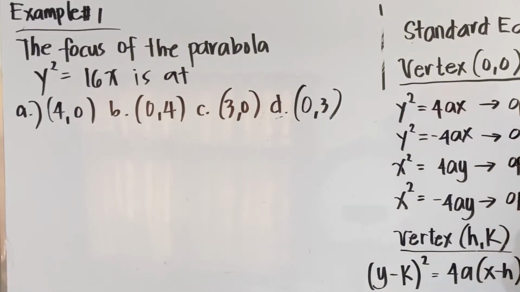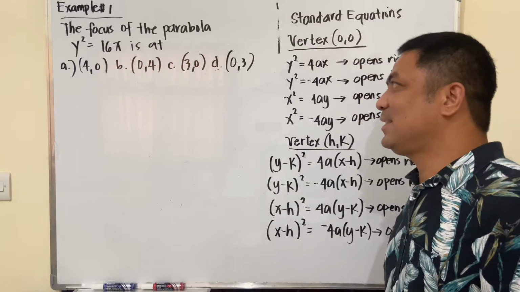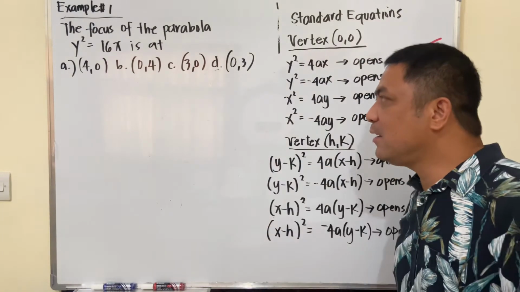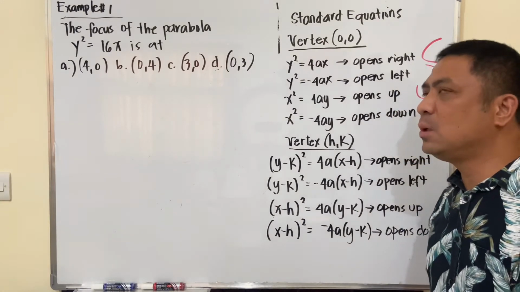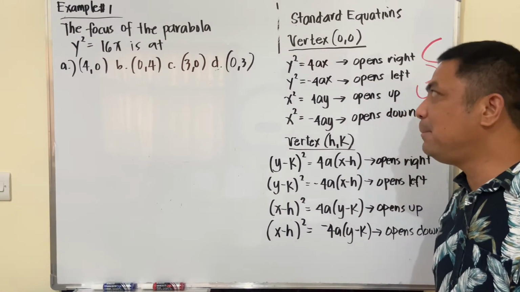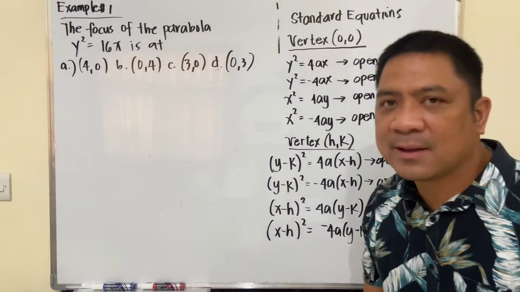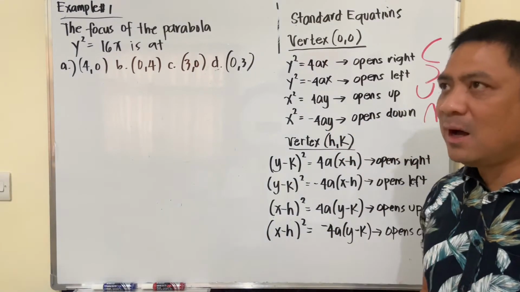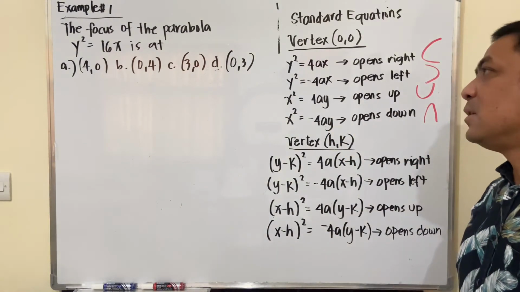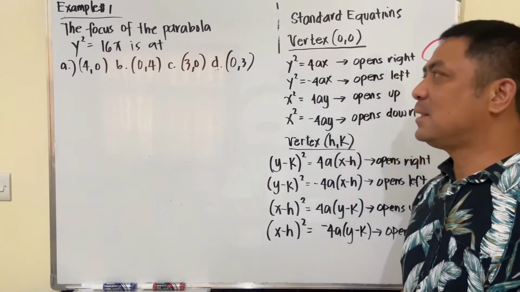Okay, so let's try this problem. It says the focus of the parabola y squared is equal to 16x is at, and we are given the choices here. First and foremost, you just have to visualize your parabola based on these standard equations. Where is the vertex? And where does your parabola open? Is it opening up, down, right, or left? That's very important to answer problems like this.